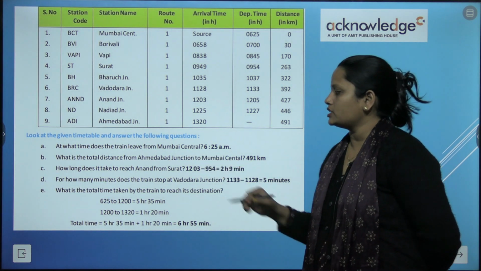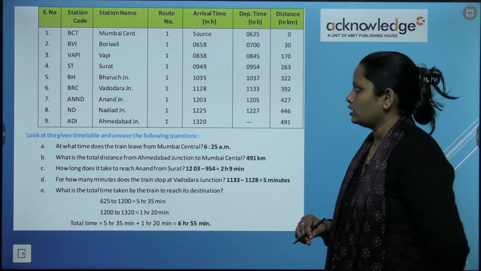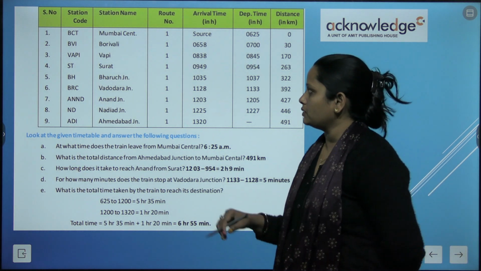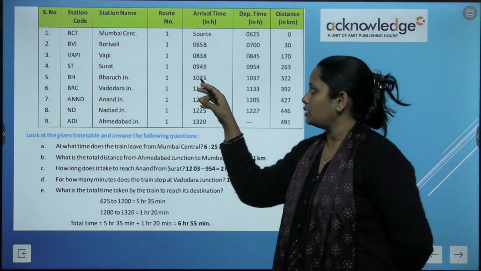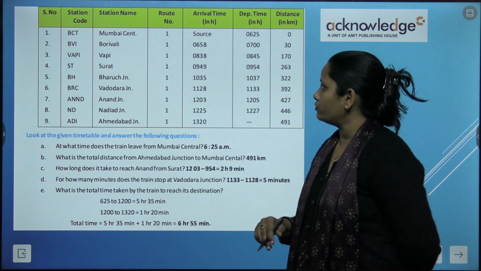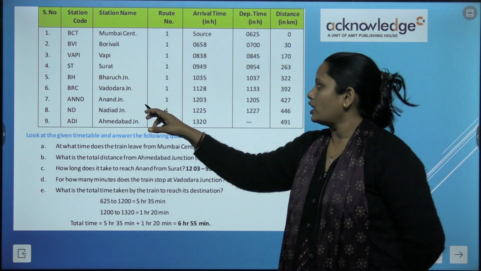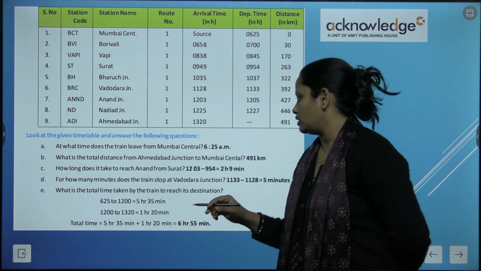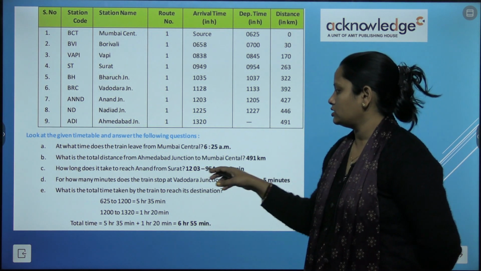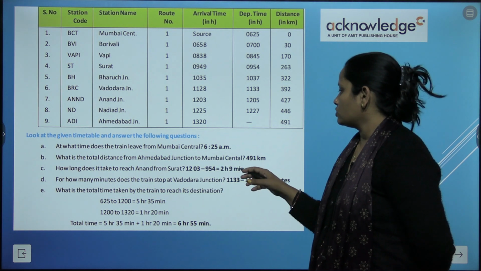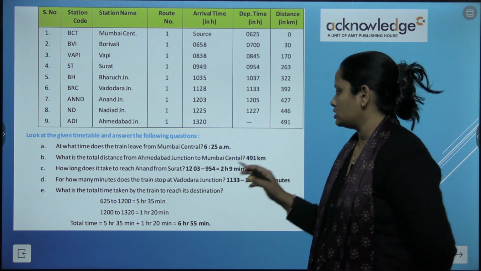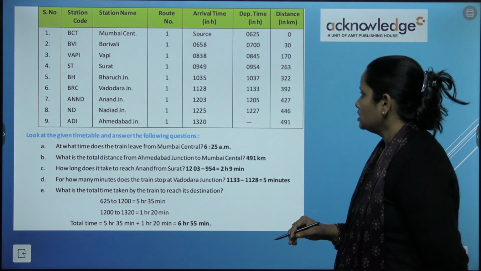Now how long does it take to reach Anand from Surat? सूरत से आनंद पहुंचने में कितना टाइम लगा है? So here you can see सूरत जो है ये पहुंची है 9:49 पे और आनंद 12:03 पे. So here you can subtract these two. इन दोनों को हमने subtract किया है. So we get 2 hour and 9 minutes.